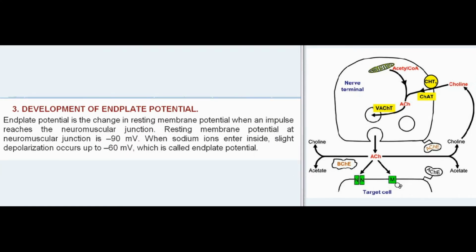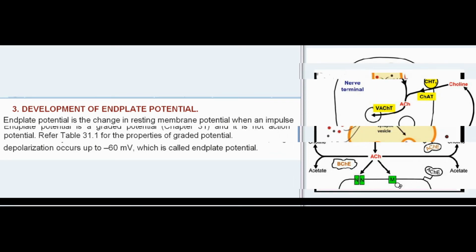3. Development of endplate potential. Endplate potential is the change in resting membrane potential when an impulse reaches the neuromuscular junction. Resting membrane potential at neuromuscular junction is -90 mV. When sodium ions enter inside, slight depolarization occurs up to -60 mV, which is called endplate potential.